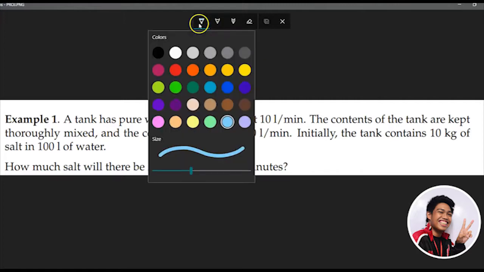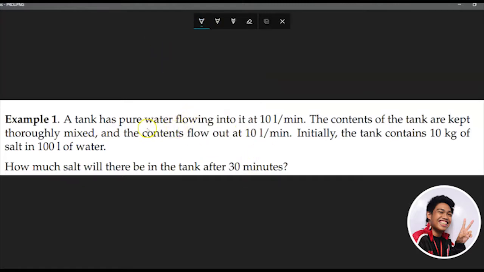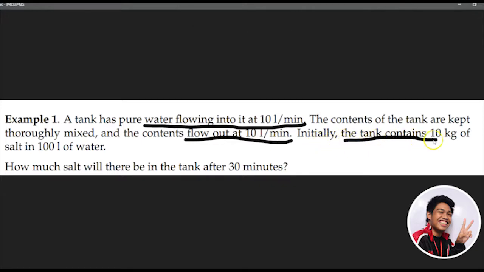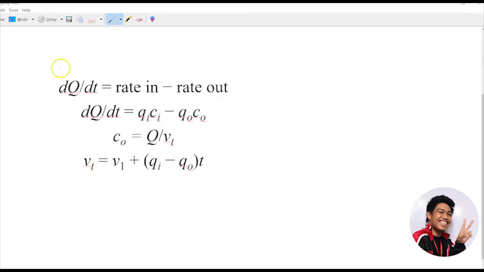Here, we must first know the givens, which are the rate of flow of water into the tank, which is 10 liters per minute, the flow out of the contents from the tank, which is 10 liters per minute, the initial amount of salt in the tank, which is 10 kilograms, and the volume of water in the tank. Then, what is required is to find the amount of salt after 30 minutes. This will be our equation to be used.